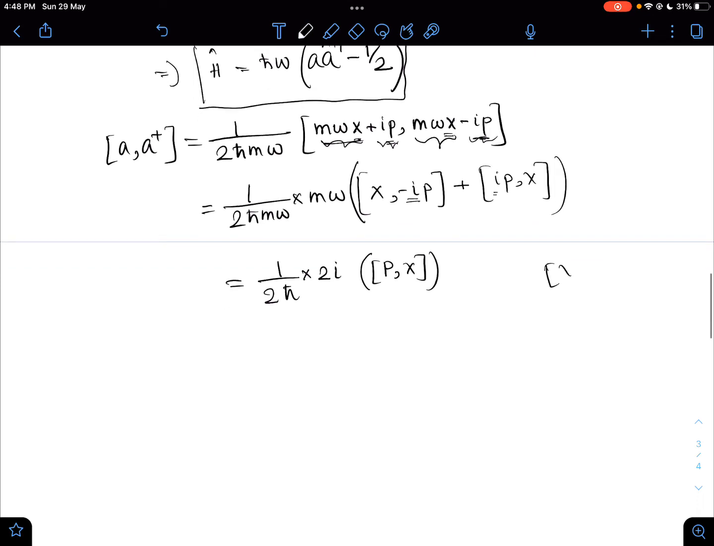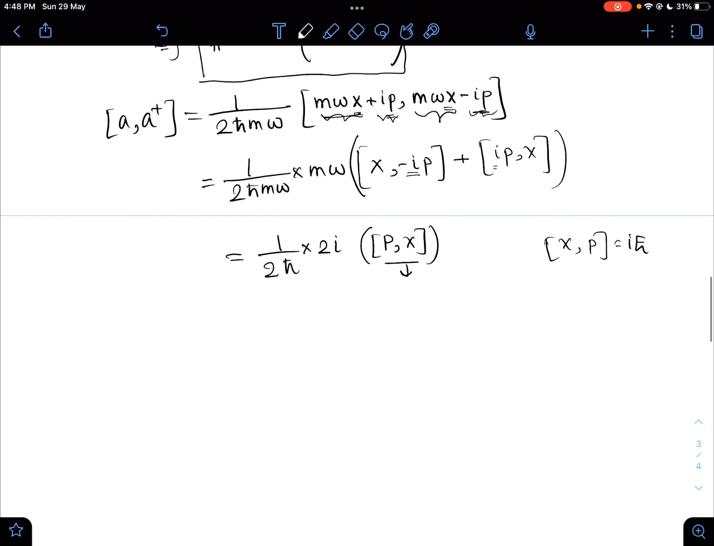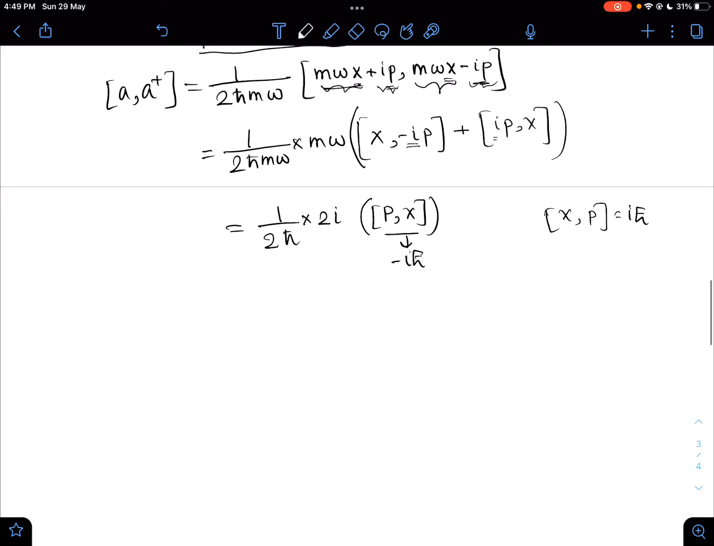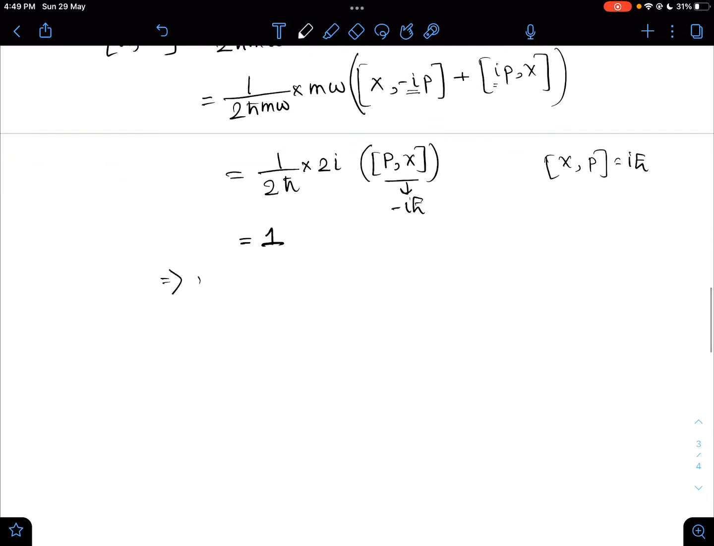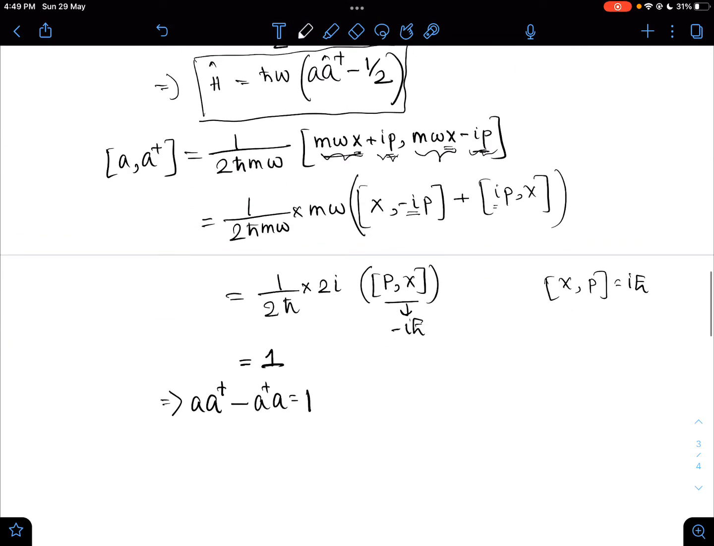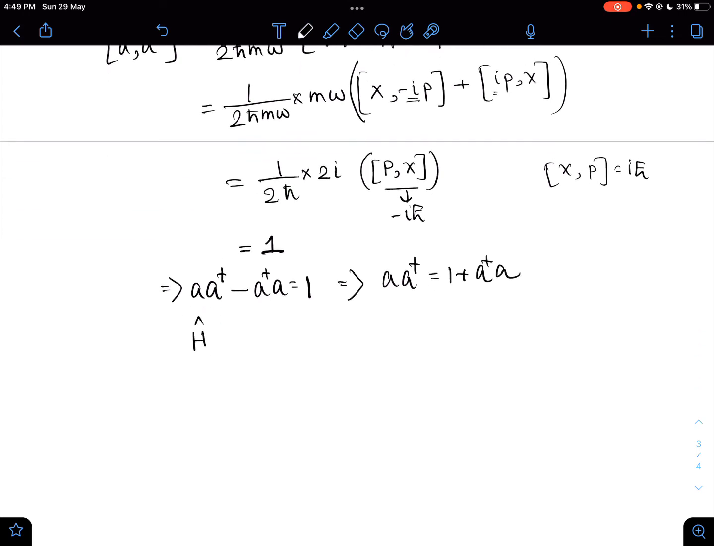So we know the xp commutation relation is i h cut. So px will give us minus i h cut. So from here we will get this commutation relation to be 1. So A, A Dagger commutation, this is 1. So in the Hamiltonian we can replace this A A Dagger by 1 plus A Dagger A. So if we replace, we will have our Hamiltonian to be h cut omega, A Dagger A plus half.